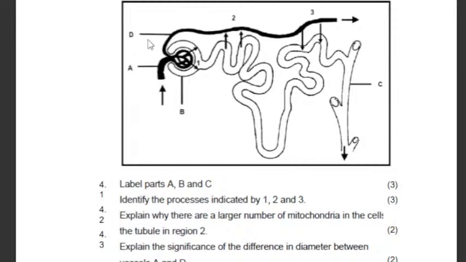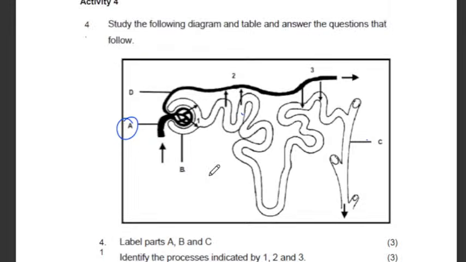Anyway, what is A? A is the blood vessel which brings blood, so it is the afferent arteriole. B is Bowman's capsule. C is the collecting duct. This coiled one is the proximal convoluted tubule, then this is the distal convoluted tubule, and then this is the descending loop of Henle, and the ascending loop of Henle. So basically all of it is the Malpighian body.